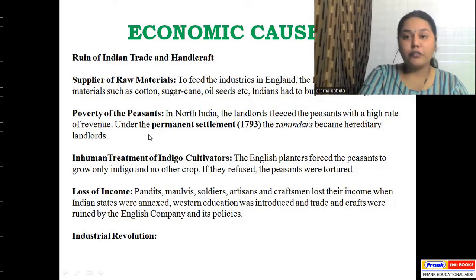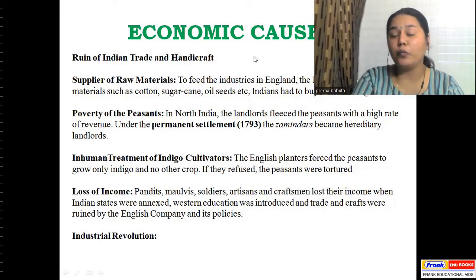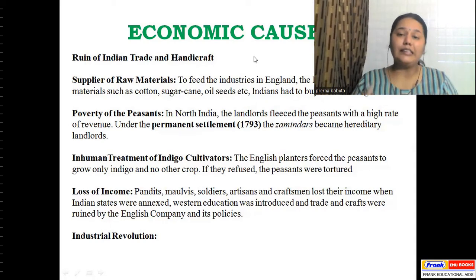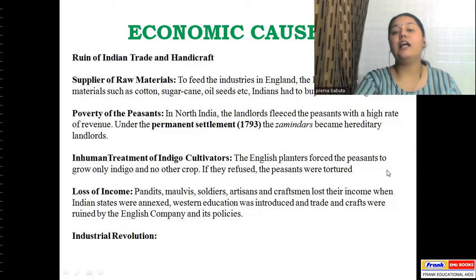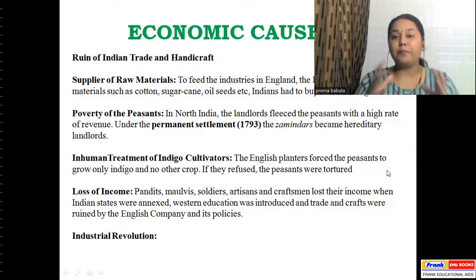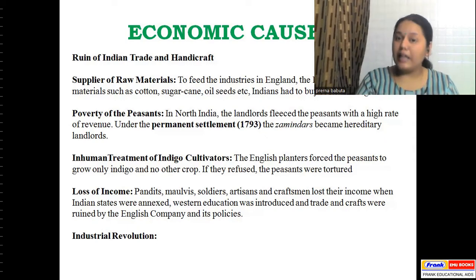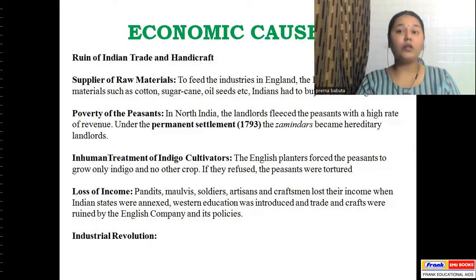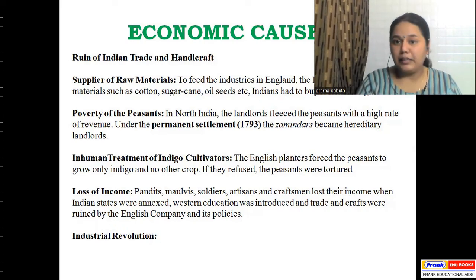Then, of course, poverty of the peasants. In previous classes, we studied various systems, the Permanent Settlement, Ryotwari, Mahalwari system, and how these systems impacted the agriculture sector, the peasants and the cultivators, because they had to pay a huge amount as a tax, and a few of them were also at the mercy of zamindars.